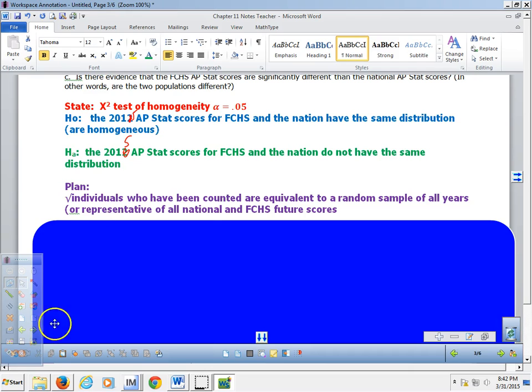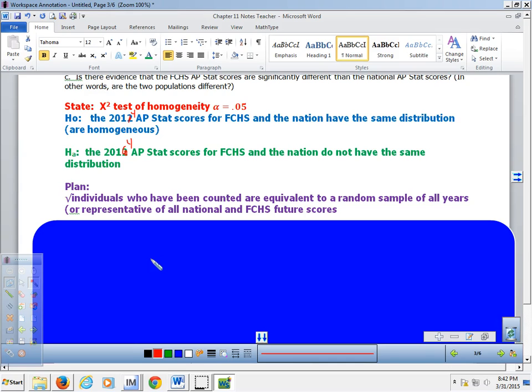I said 2015, it's actually 2014. I'll get it right in a minute. 2014 here, because we haven't taken the test yet. Anyway, we can certainly at least loosely accept the fact that the national scores from 2014 are a random sample representation of all scores of all AP exams given in all possible years.